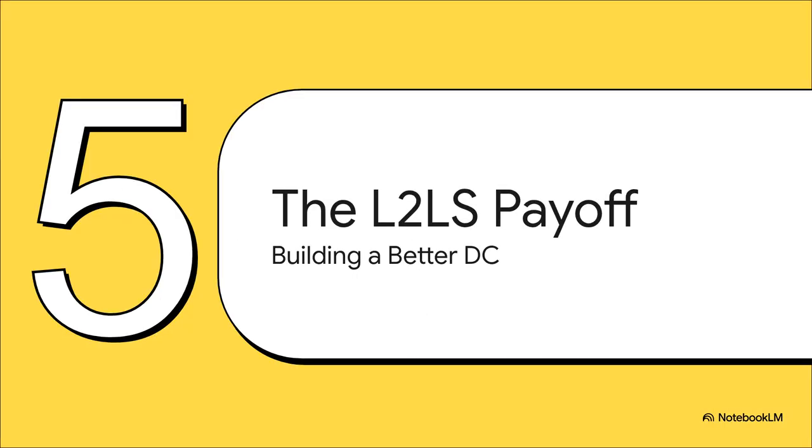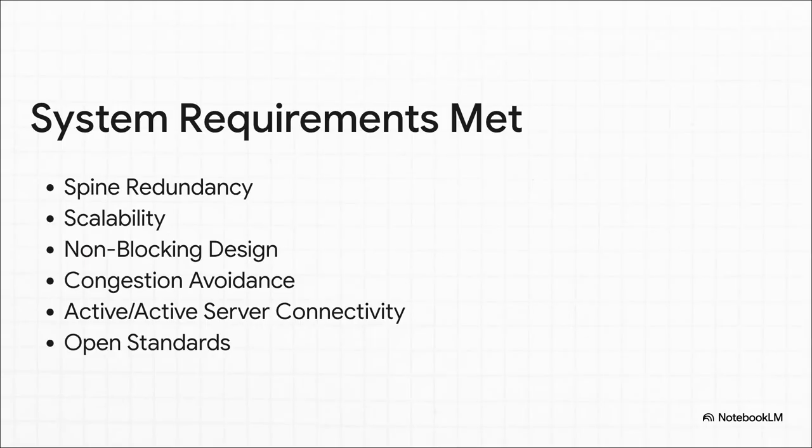So let's bring it all together. After you've put in the work, you've implemented the new technology in this design, what's the ultimate payoff? What kind of data center network have we actually built? What we've built is a network that truly meets modern demands. We've got redundancy through MLAG? Check. We've got seamless scalability by just adding more spines or leaves? Check. We can have a non-blocking design and avoid congestion? You bet. And because it's all built on open, standard protocols, we're not locked into one single vendor. It ticks all the boxes.